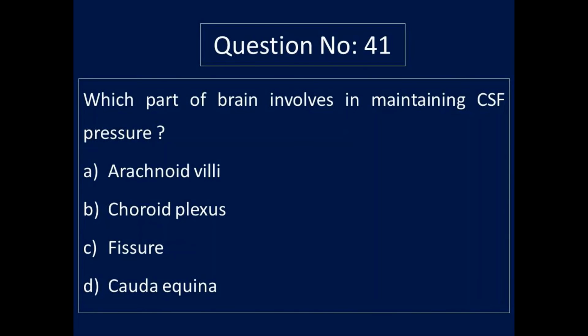Question number 41. Which part of brain is involved in maintaining CSF pressure? A, arachnoid villi; B, choroid plexus; C, fissure; and D, cauda equina. The right answer is A, arachnoid villi.